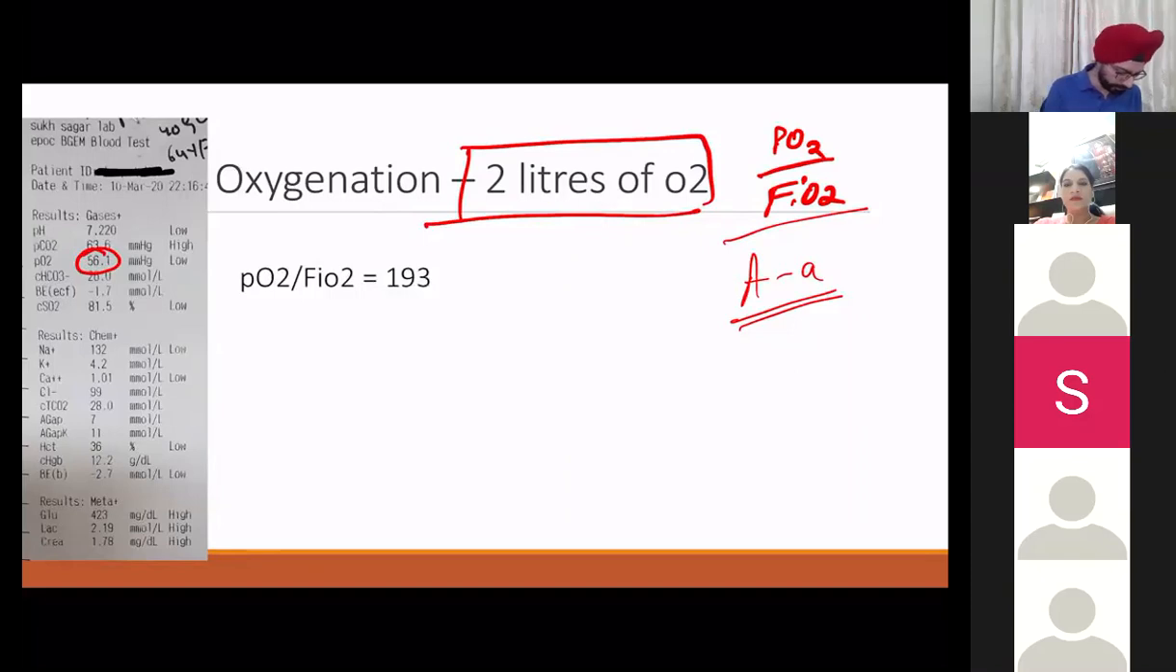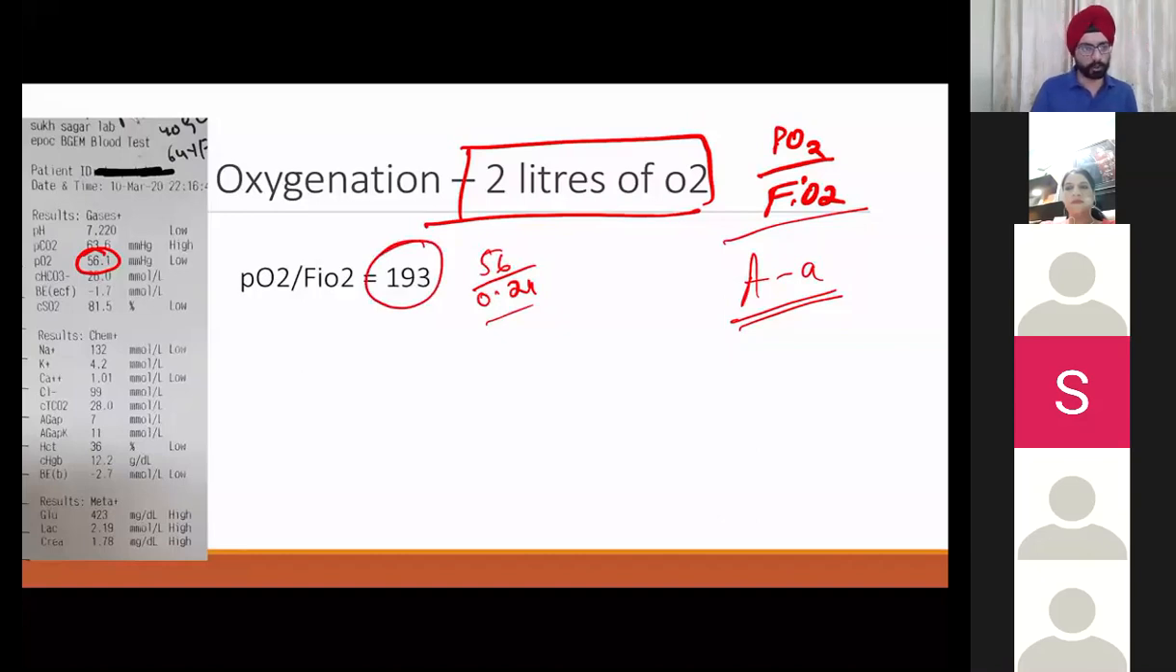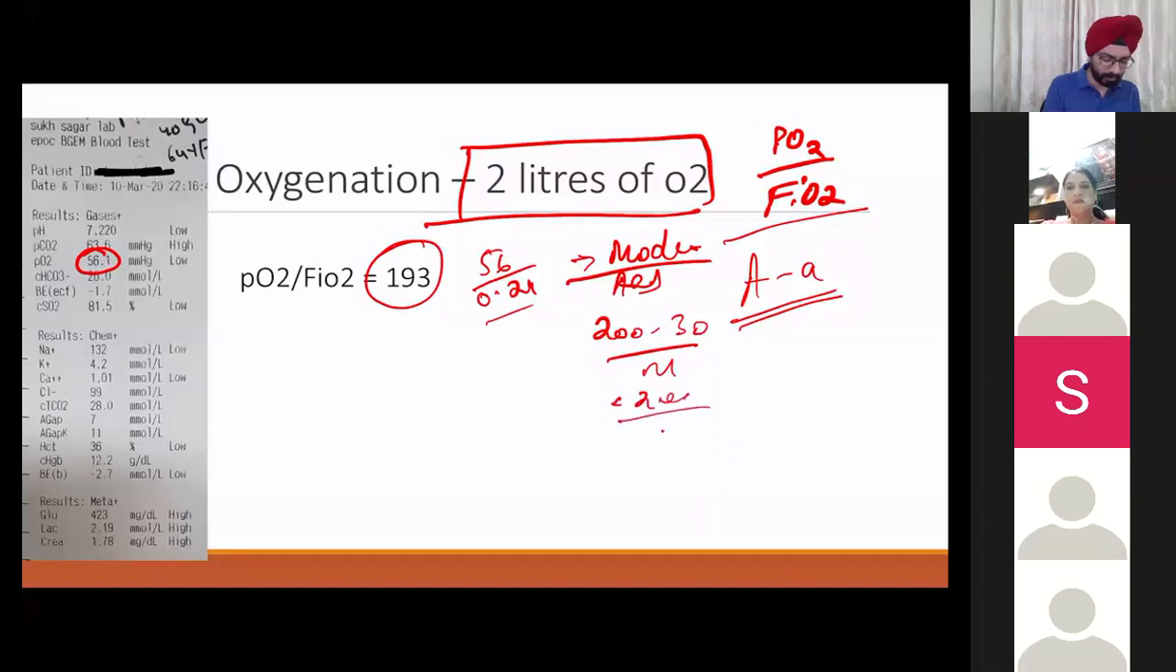What is the PO2? PO2 is 56 and FiO2 is, how much is the FiO2? Can you tell me how much is the FiO2? What will be the denominator? Anyone? Correct. So it will be 0.29, and this ratio comes out to be 193. So if the patient has a clinical picture of ARDS in this case, you will realize that the patient falls into the category of moderate ARDS. You remember 200 to 300 is mild, less than 200 moderate, and less than 100 is severe. Okay, so this is the first method.